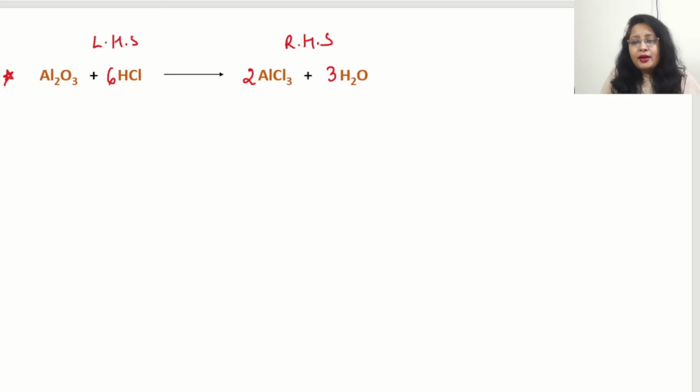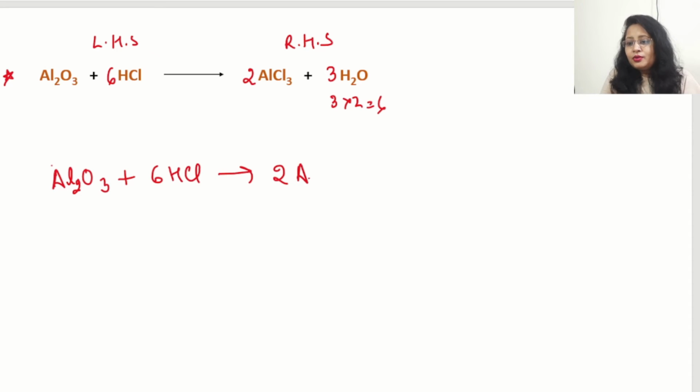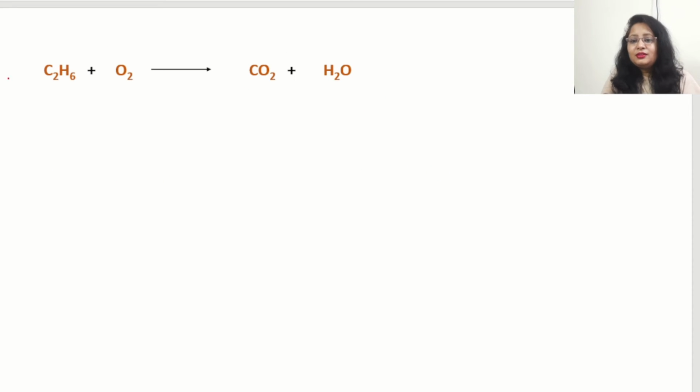Let's come to the hydrogen, the last part. Here left hand side 6 hydrogen. Right hand side 3 2s are 6. 3 into 2, that is 6 hydrogen. Balanced? Easily we can balance. So the final result will be Al2O3 plus 6HCl. It will give 2AlCl3 plus 3H2O. Finished.